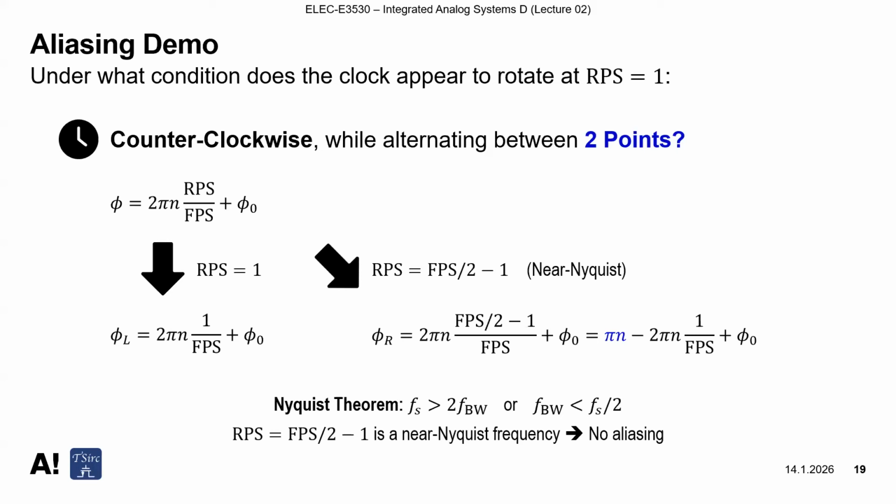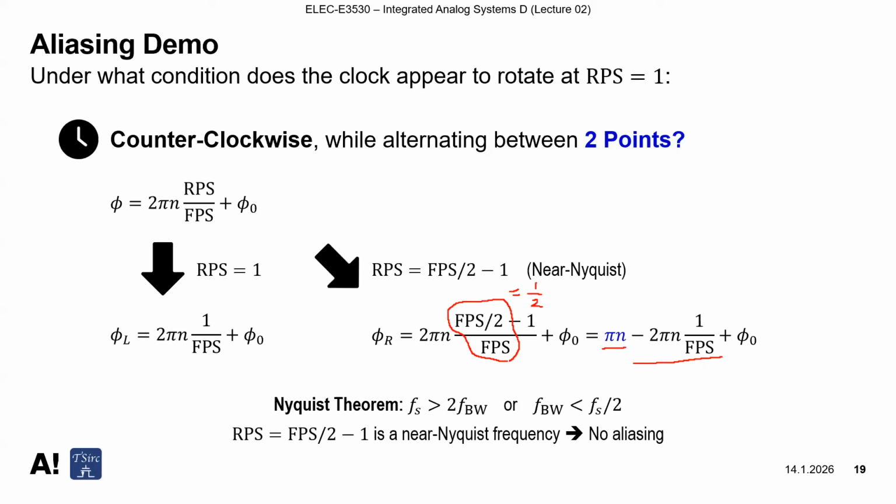Here, we have this term, FPS over 2. It goes to just half, and half times 2 pi n results in pi n. And we also, again, have a negative term here, pi n minus 2 pi n over FPS plus V0. This is the condition of the base equation on the right side clock.